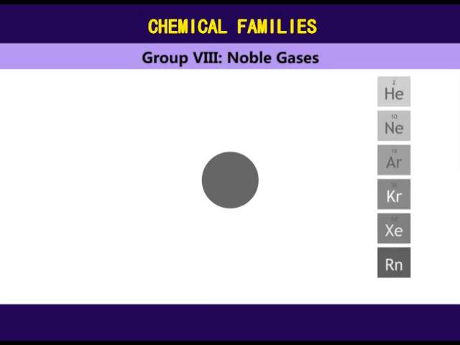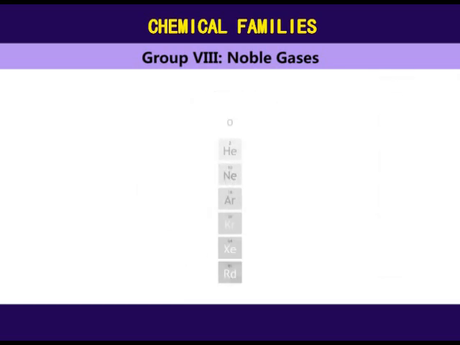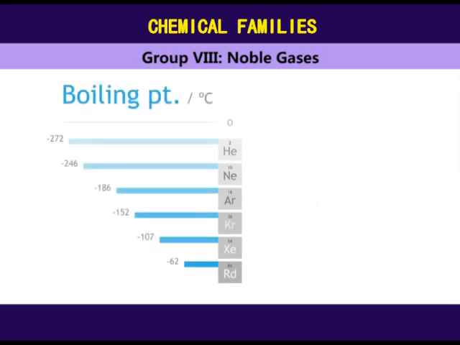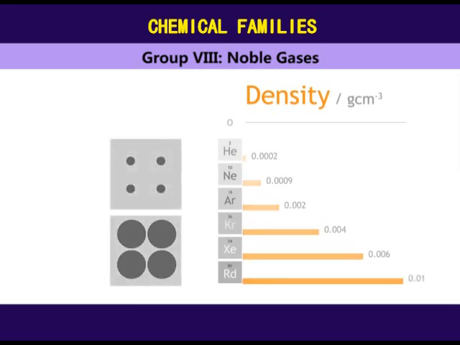Moving down the group, the number of energy levels increases by 1, and hence the atomic radii increase down the group. The size of the atom also affects its boiling point. The boiling points increase because intermolecular forces between larger atoms are greater than that between smaller atoms. Also moving down, the densities of the gases increase because larger atoms take up more space in a set volume.